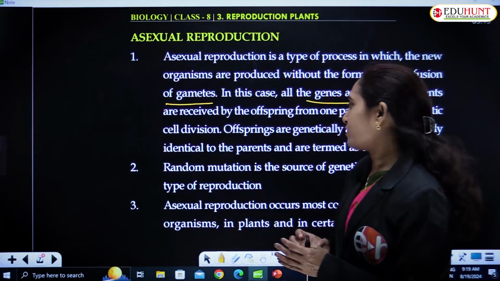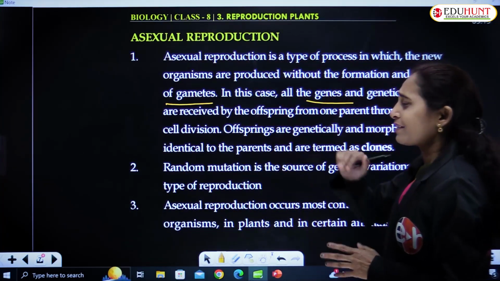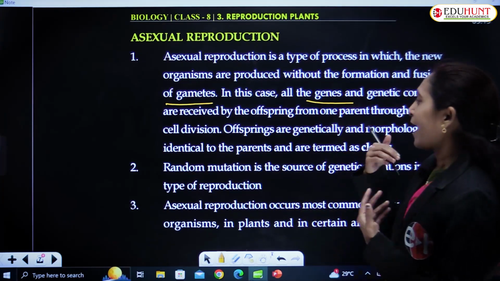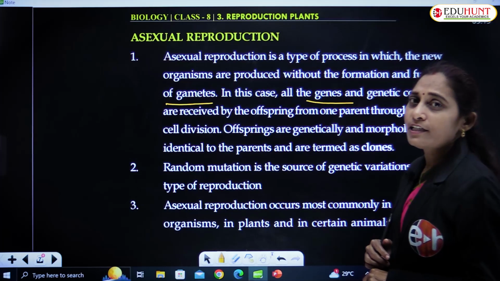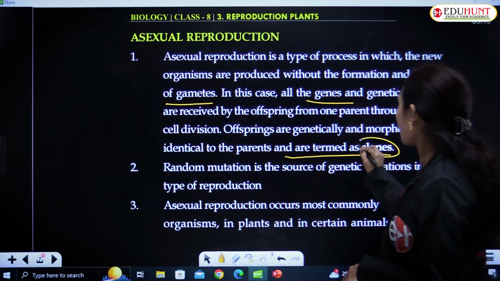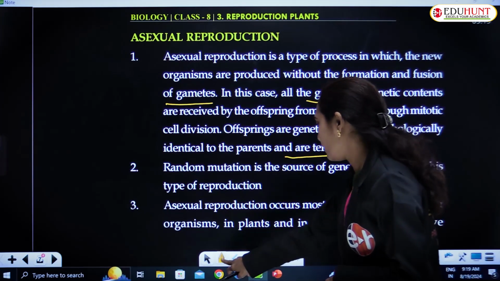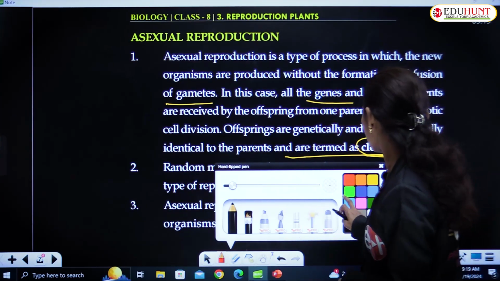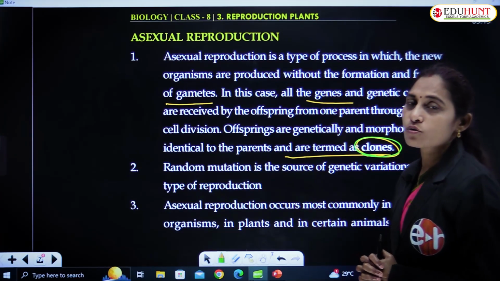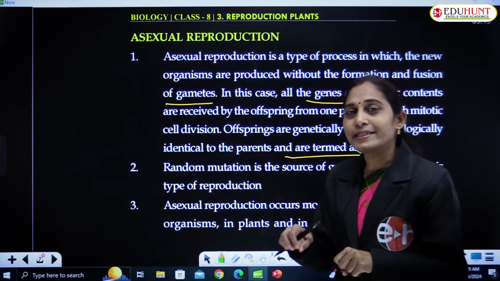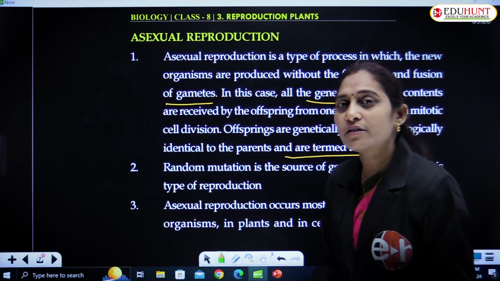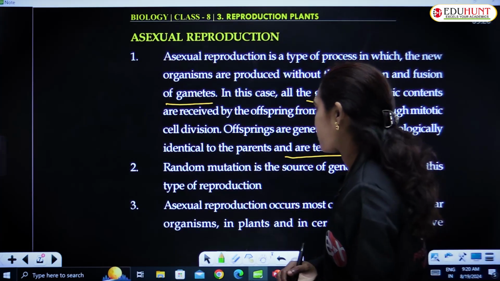There are no variations. That is why the offspring are genetically and morphologically identical to the parents and are called clones. Clones are nothing but identical individuals. These are produced as a result of asexual reproduction.